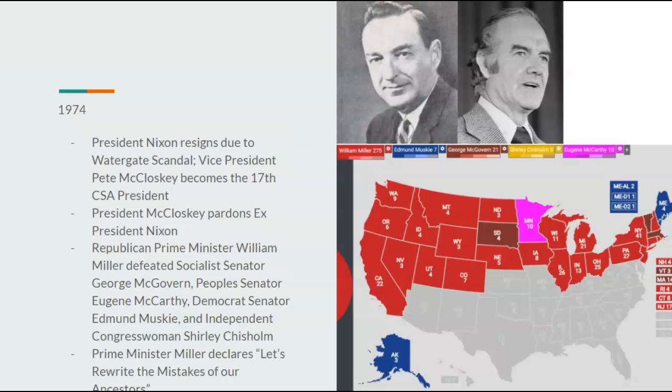And there's nothing noteworthy in 1973, sadly. In 1974, President Nixon resigns due to the Watergate scandal, so his vice president, Pete McCloskey, becomes the 17th Confederate president. And he pardons President Nixon.